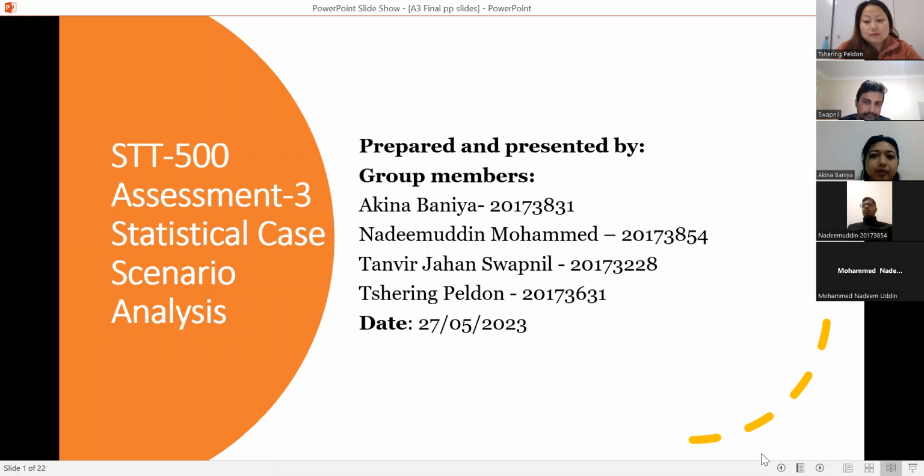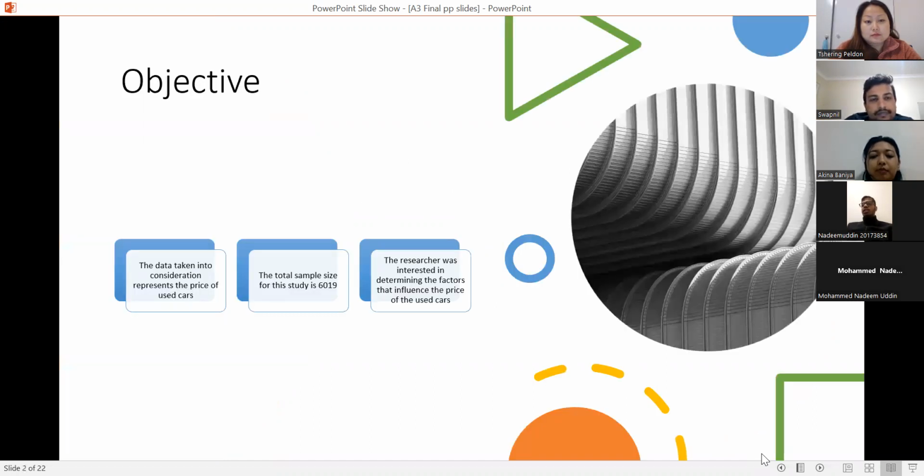Hi, good evening, everyone. We are here to discuss the STT500 Assessment Tree. It is the factors influencing car prices scenario analysis. This presentation is represented by group members: myself, Nadimuddin Mohammed, Tanvir Jahan Swapnil, Akil Bania, and Sherin Felden. In this, the first objective is that the data taken into consideration represents the price of used cars, and the total sample size for this study is 6019. The researchers were interested in determining the factors that influence the price of used cars.